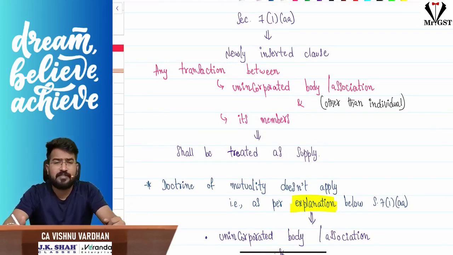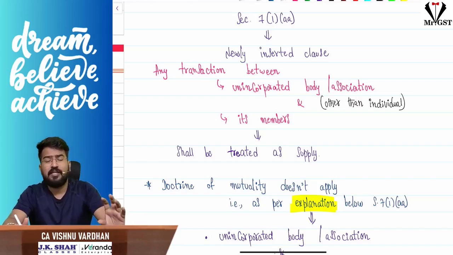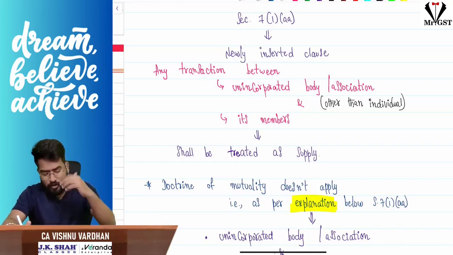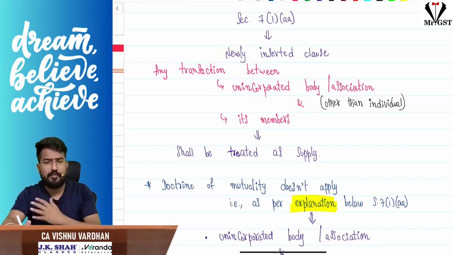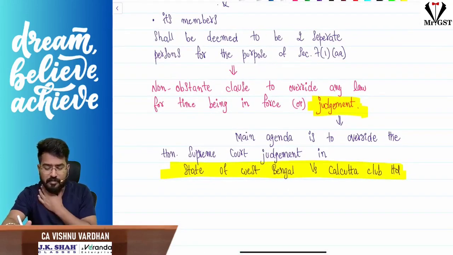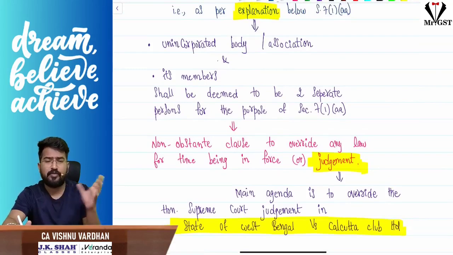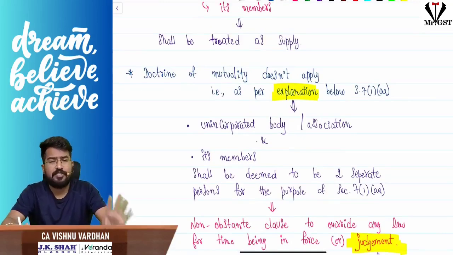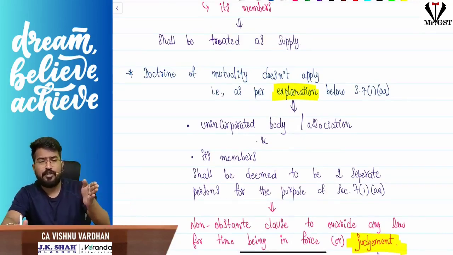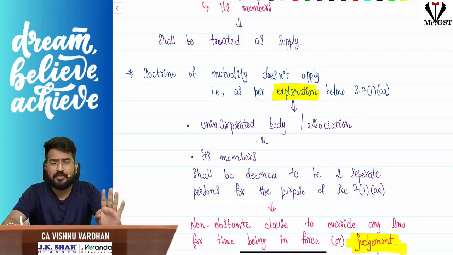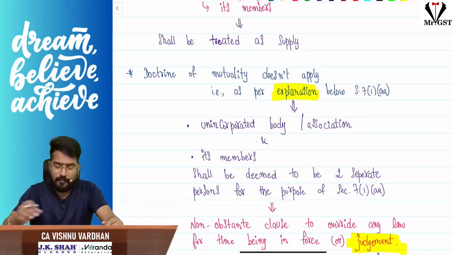Sir, there are no two separate persons. No, sir, that concept will not apply here because there is a deeming provision saying that they are deemed to be two separate persons. Doctrine of mutuality, all that stuff doesn't work here, nor does any Supreme Court judgment or tribunal judgment. That is what they have tried to bring here. That is State of West Bengal versus Calcutta Club Limited, where the judgment was delivered by the Honorable Supreme Court. To override the judgment, they brought in section 7 subsection 1 clause AA. So what is clause AA? Clause AA is nothing but an unincorporated body or association providing to the members, or the members to the unincorporated body, will be treated as supply even though there are no two separate persons. That is 7(1)(aa).